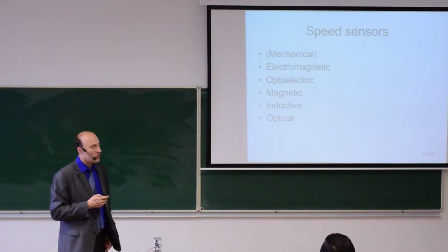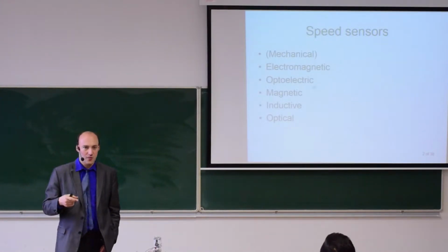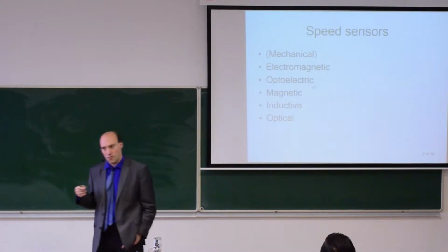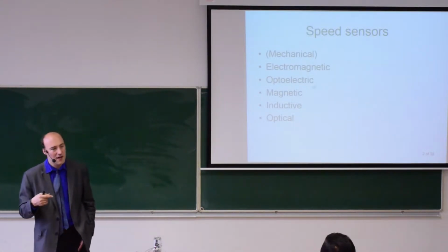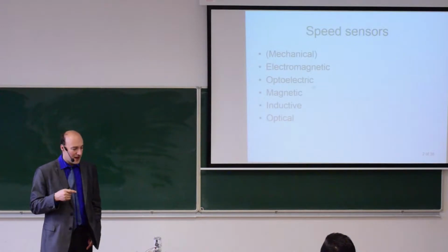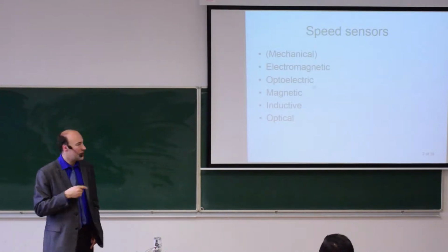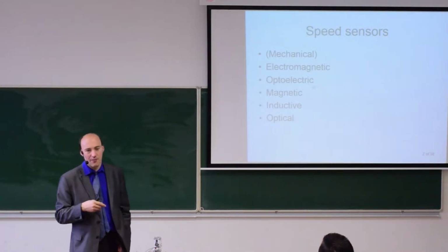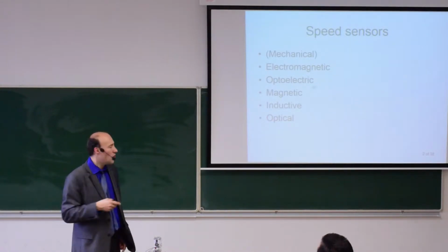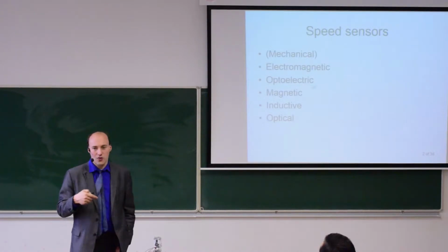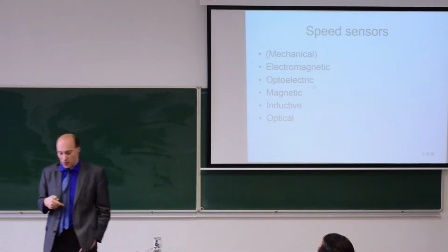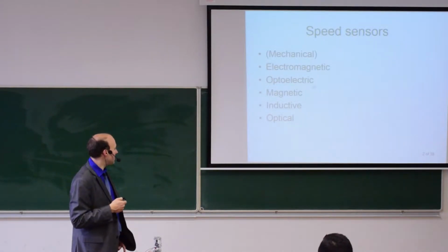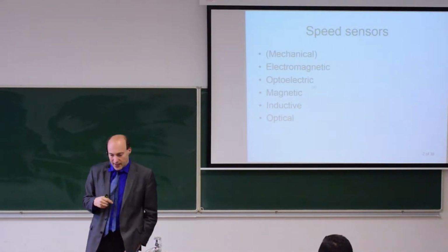We'll be talking about linear speed and about angular speed. As you will see, the principles can be used for both. But some of them, especially the first one, the electromagnetic, is used, for example, only for angular motion. So some are more suitable for angular motion, some are more suitable for linear motion. We will discuss about 5 principles.